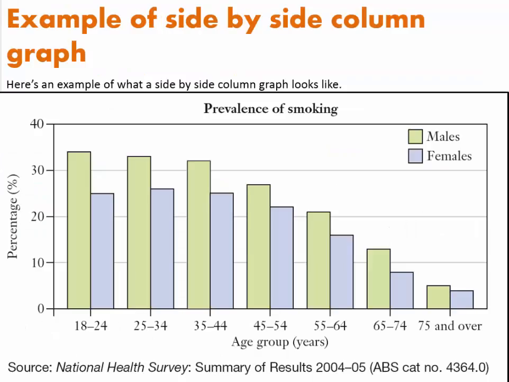Lastly, an example of a side-by-side column graph. It's just a normal column graph, except we've got two sets of data on it. In this example, which you might want to pause and have a look at, we've got the prevalence of smoking in males and females across a variety of age groups. It allows us to look at the trends in two sets of data, in this case males and females smoking, across time and side by side, as the name suggests.